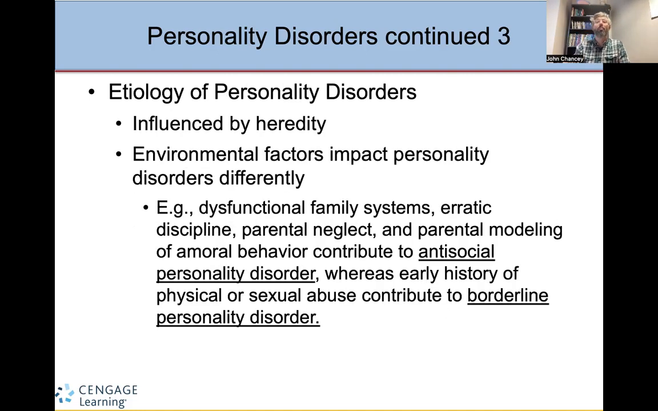Where do these come from? Strong connection to heredity. Like all of the disorders we've talked about thus far, really strong connection to heredity. There might also be environmental factors, growing up in dysfunctional families, not being disciplined or being disciplined erratically, excessively, being neglected, amoral, not being taught morals, right or wrong, by your parents. Examples or history of being physically or sexually abused also can go hand in hand with some of these disorders.